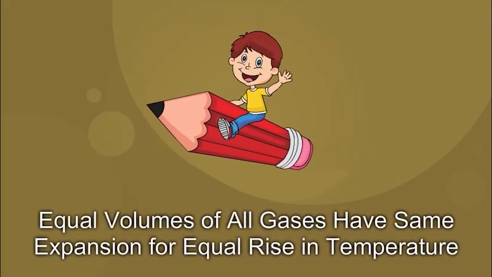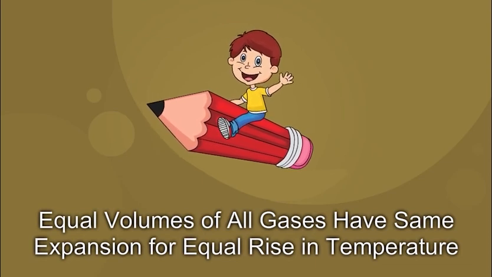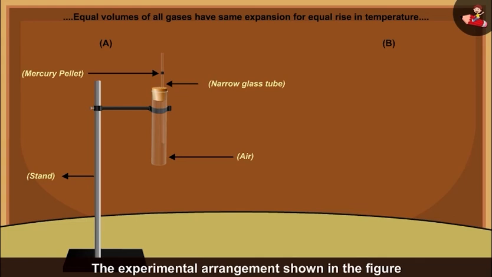Equal volumes of all gases have the same expansion for equal rise in temperature. The experimental arrangement shown in the figure consists of a test tube fitted with a rubber stopper through which passes a narrow gas tube. The narrow tube has a small pellet of mercury.